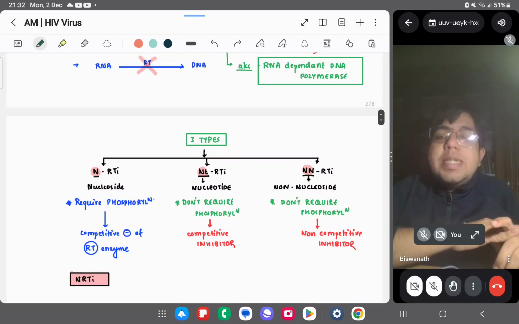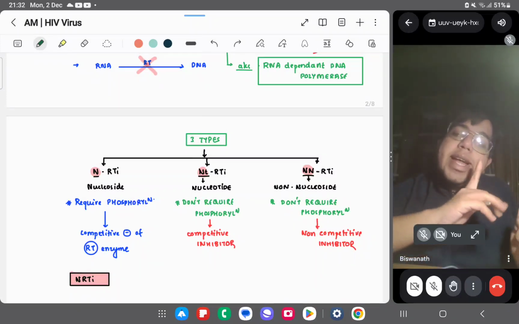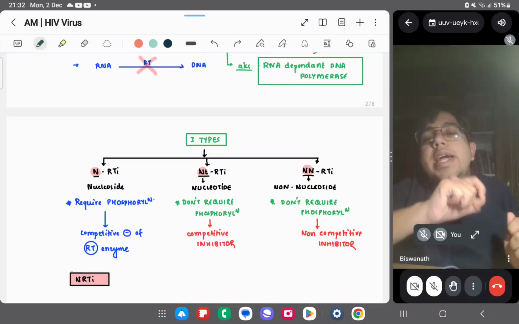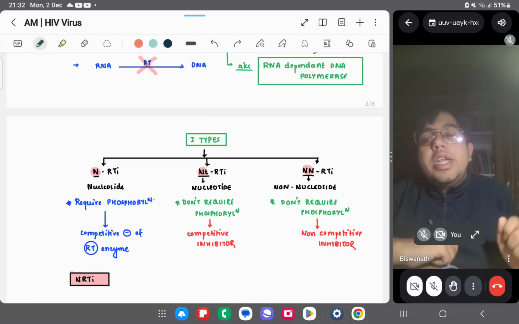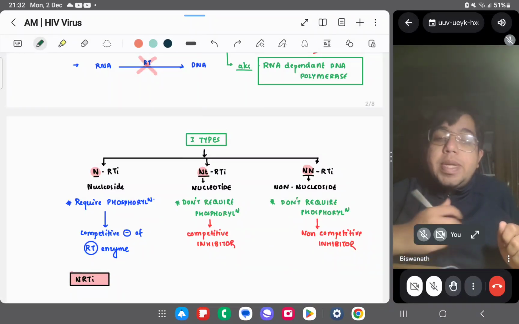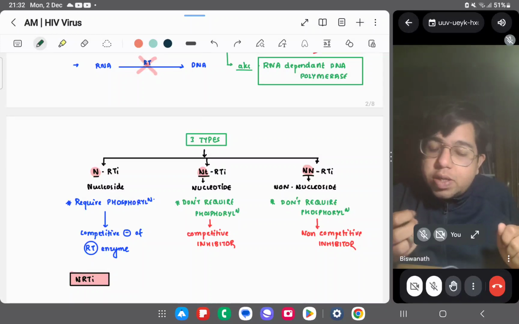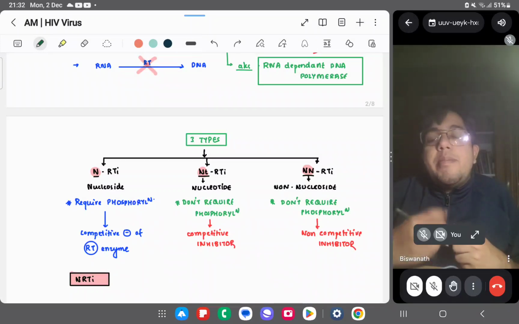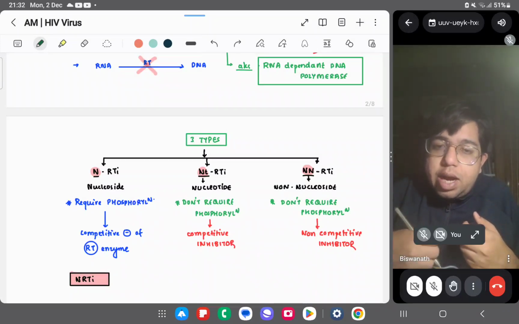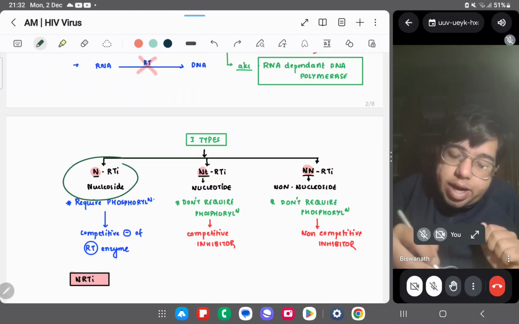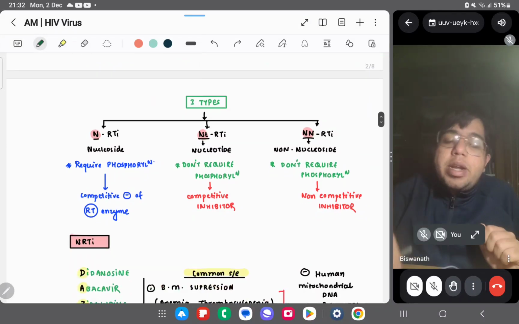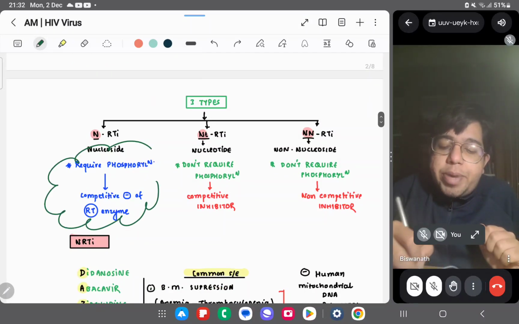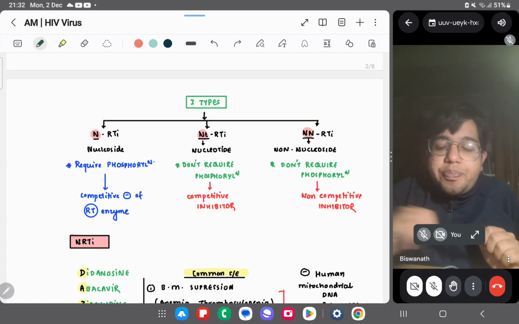So reverse transcriptase inhibitors may be of three types. We can have either NRTI. NRTI is the nucleoside reverse transcriptase inhibitor. Okay, nucleoside reverse transcriptase inhibitor means it is acting as a nucleoside. Nucleoside, you know, right? It doesn't have phosphate, only sugar and nitrogenous base, right? It's acting as a nucleoside and competing with the reverse transcriptase enzyme. But can a nucleoside compete? It has to be phosphorylated. So NRTI, the nucleoside reverse transcriptase inhibitor, requires phosphorylation and competitively inhibits the reverse transcriptase enzyme.